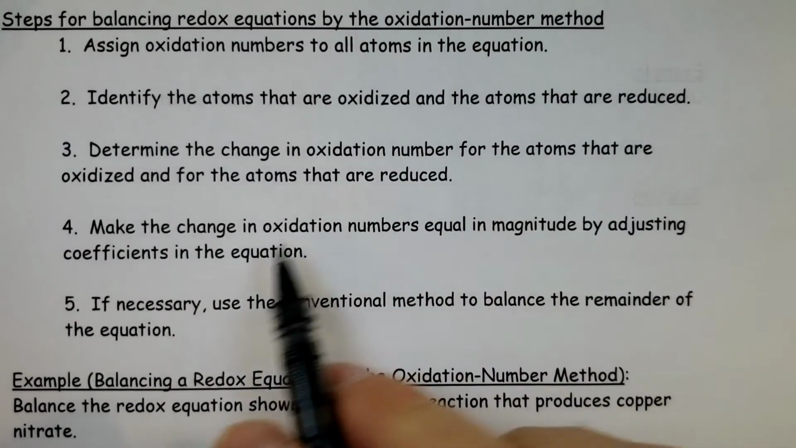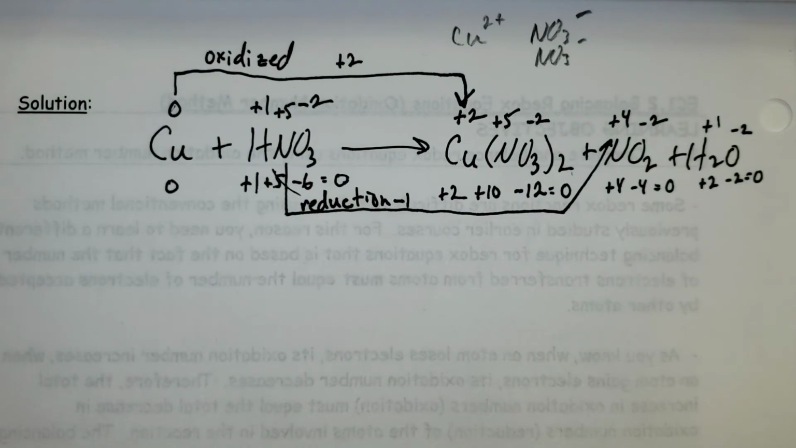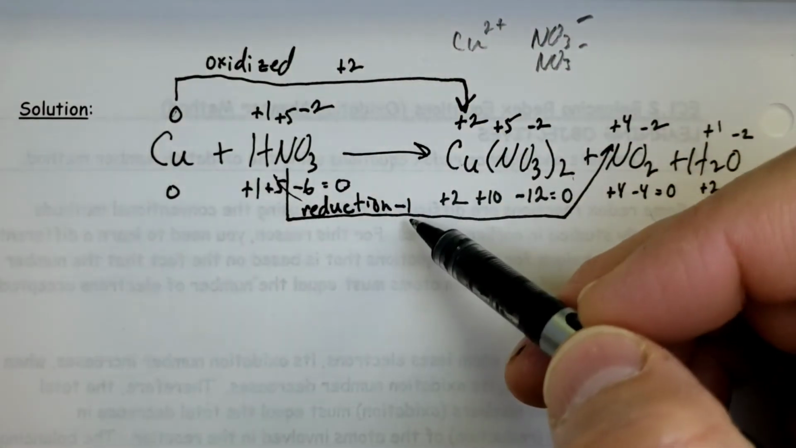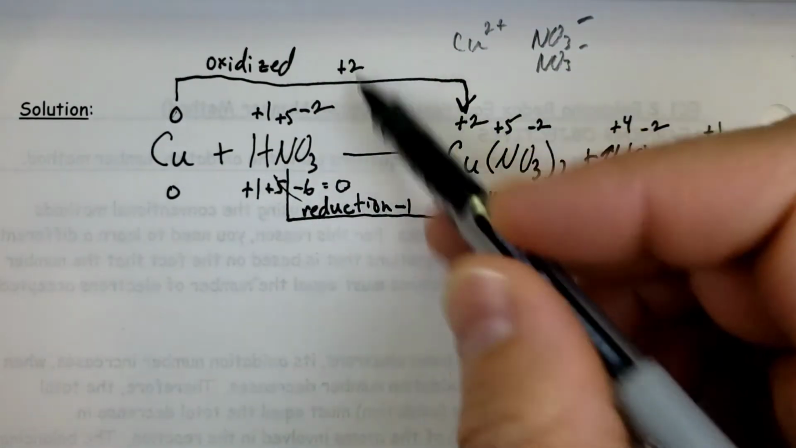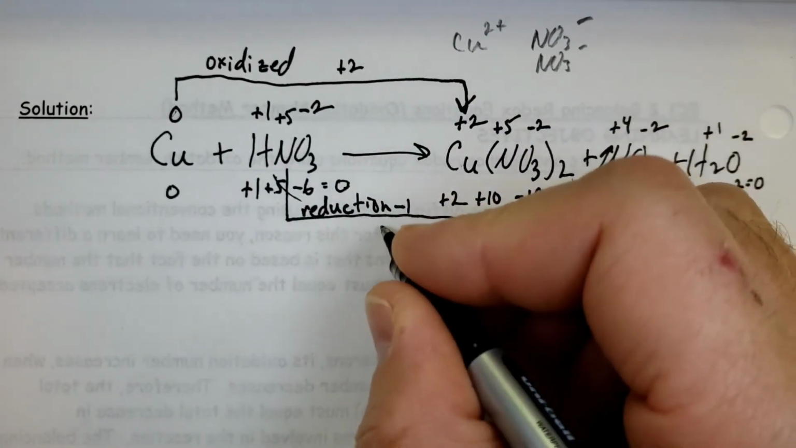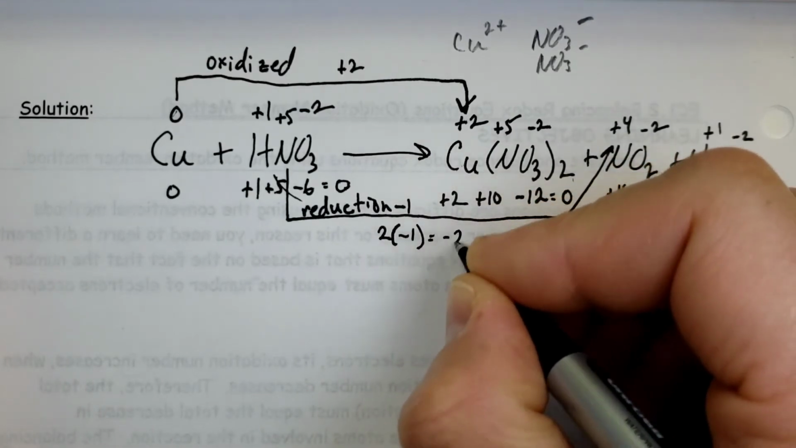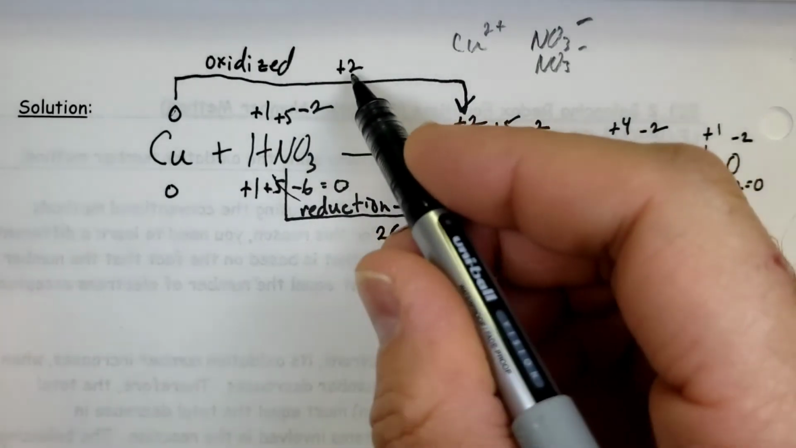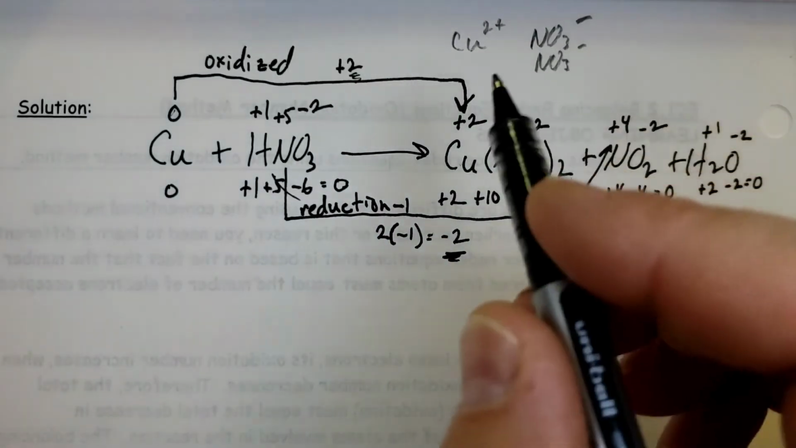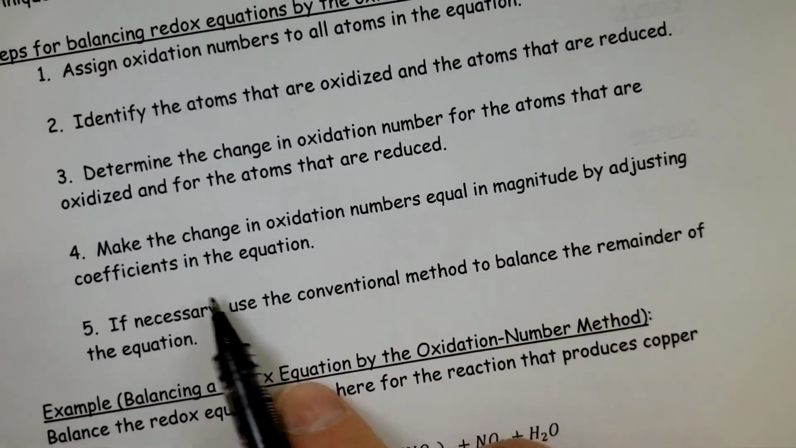So that was the first step that I needed to do. So if I look back at this paper here, so determine the change, make the change in oxidation numbers equal. So I'm at step 4. So the net change here is plus 2, net change here is minus 1. So to make this equal, of course, the lowest common multiple of 2 and 1 is 2. So if I can have 2 of these, I'll get a net change of negative 2, which matches a net change of plus 2.